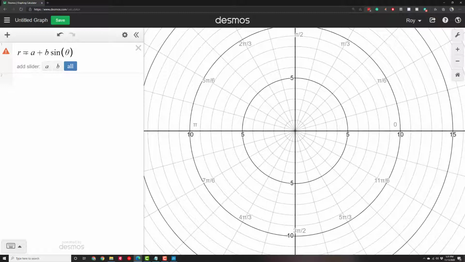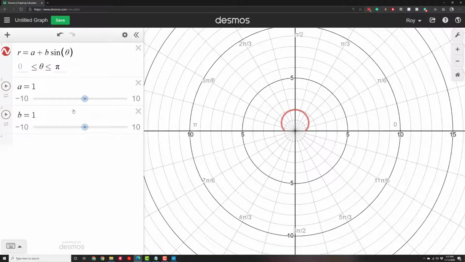And what I did is I just typed in r is equal to a plus b sine of theta. It is automatically assumed whenever you say r is equal to some function of theta that it's polar. And then notice that it automatically asks me if I want to add a slider for these parameters A and B, and I'll just say yes, I want a slider for all of them. And I should also increase the angles with which theta will go through. 0 to 2 pi is fine.